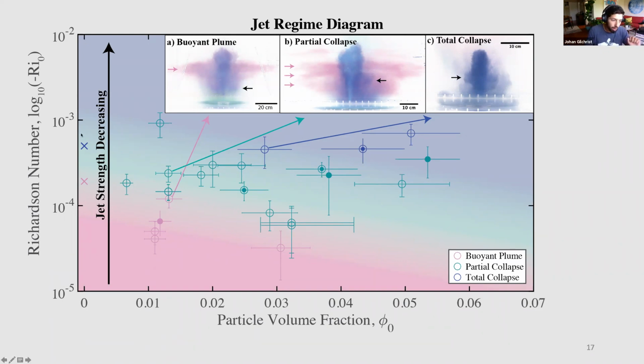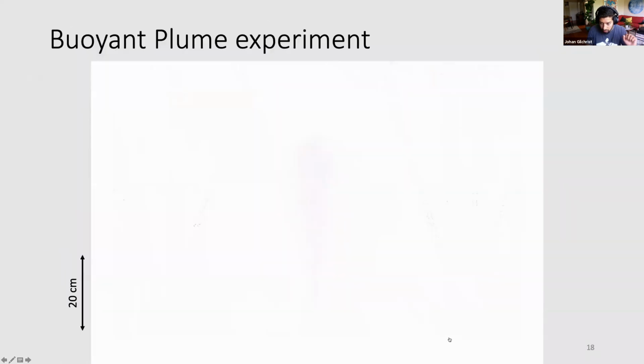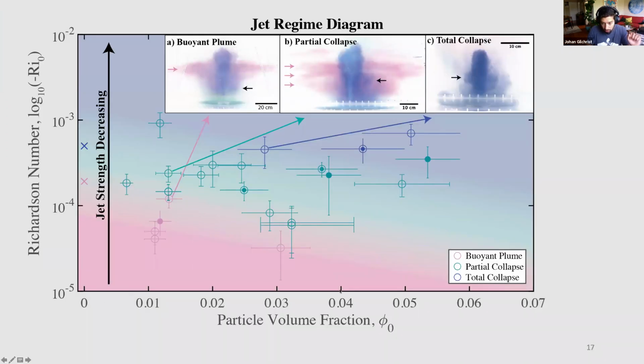On the y-axis, you have the Richardson number in log space, and as you go up on this axis, you have jet strength decreasing. And then on the x-axis, you have the particle volume fraction. Whoops, go back here. And you have particle volume fraction increasing to the right. So in pink, we have the Buoyant Plume regime. In green, we have the partial collapse regime. And in blue, we have the total collapse regime.